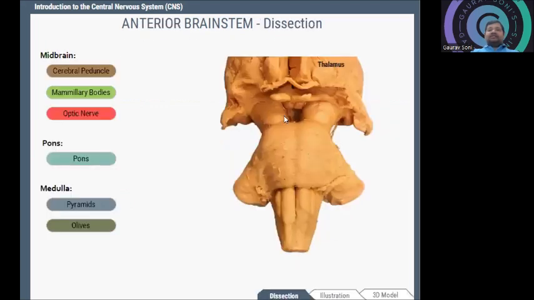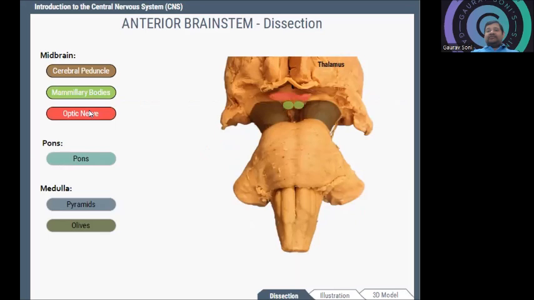Anterior brainstem in dissection, what does it look like? In the midbrain there are some parts which you can identify directly: the cerebral peduncles, mammillary bodies, and optic nerve. The pons is very simple to identify in dissection. Then in the medulla there are two parts, pyramids and olives. So you can see the pyramid part and the olive part.